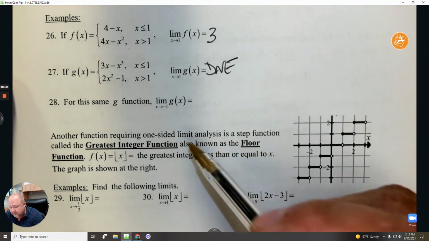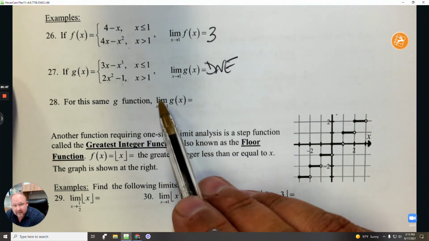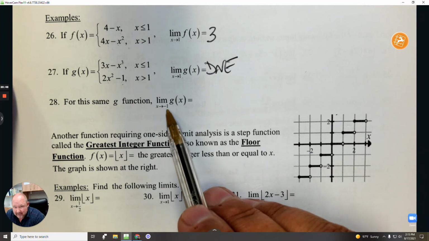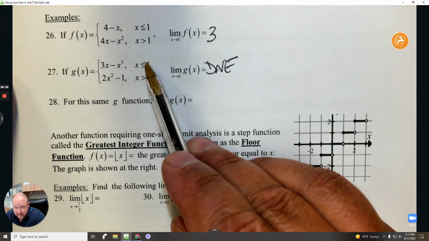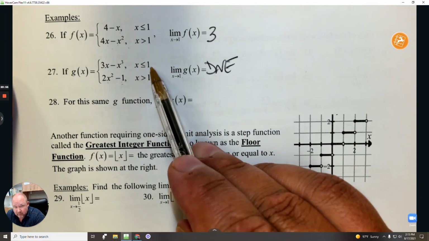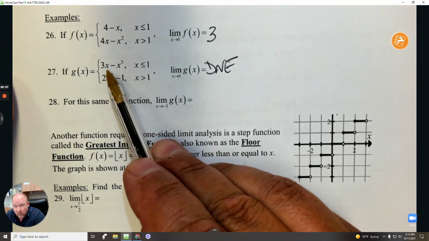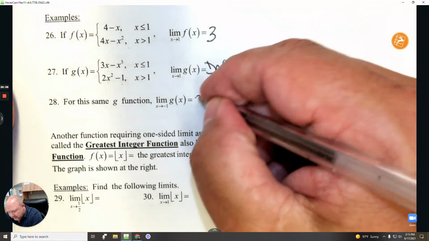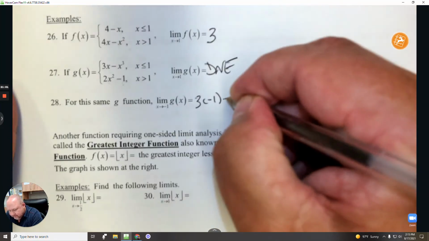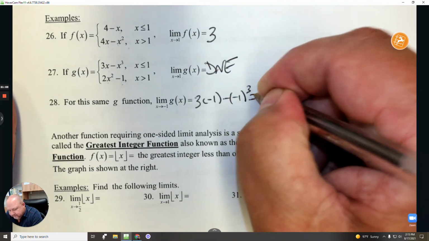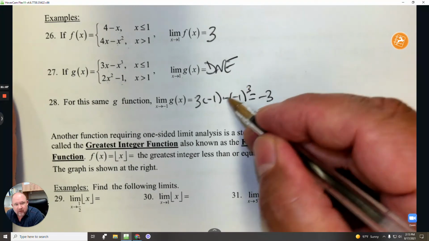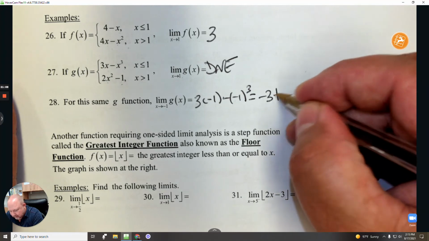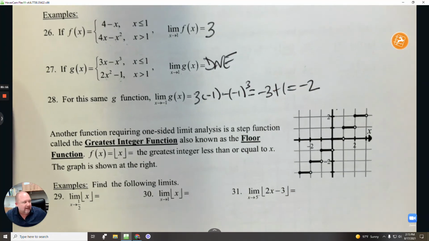For the same function g, find the limit as x approaches -1. Well, for -1, that just belongs to the top piece. So when x is less than or equal to 1, that's -1. You only plug it into the top piece because it just belongs there, and then answer it. So that's -3. This is -1, but a negative times a negative is positive. So that gives you the answer -2.